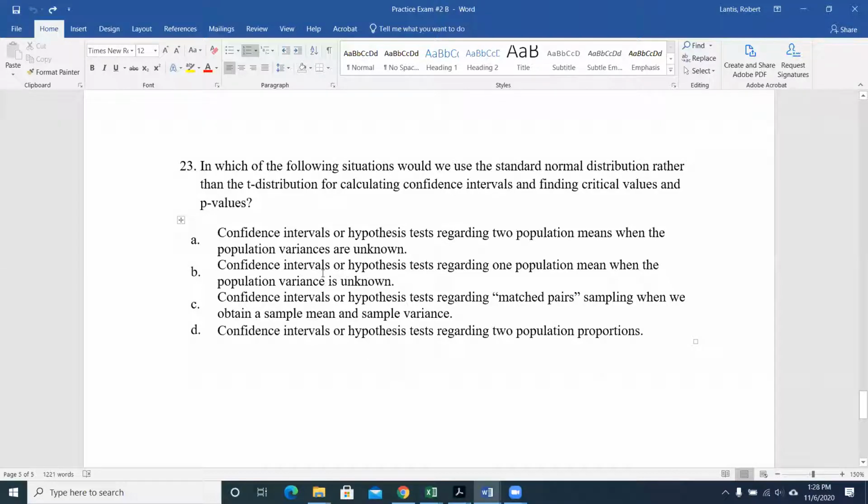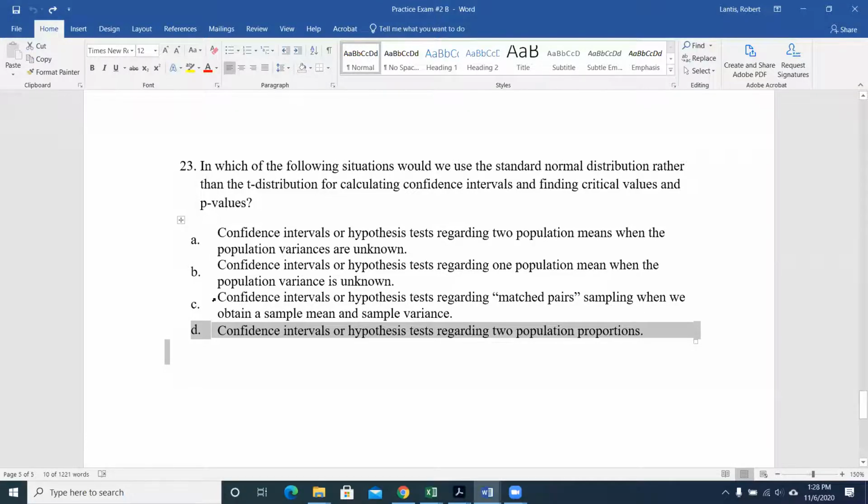One population mean where we have an unknown variance: once again, unknown population variance, so student T there. The matched pairs ones we haven't really talked about. This was material that I ended up holding off on until after the exam. And then confidence intervals for a hypothesis test regarding two population proportions. Anytime we see that word proportions, we should know standard normal distribution. So that's going to be our answer, right? I won't have something like that in the exam this time. I was using some old questions that I have used.